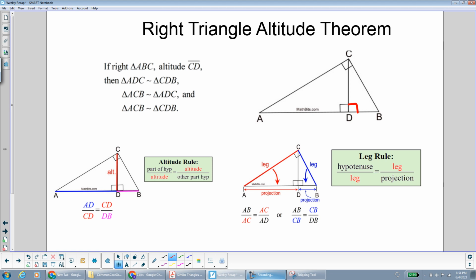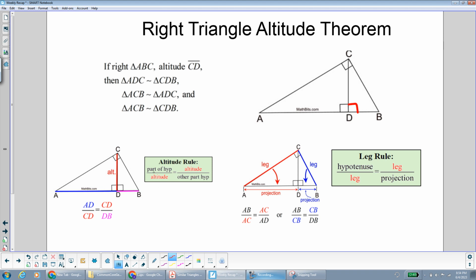So remember the first part of the right triangle altitude theorem says that all three triangles are similar to each other by AA. The big triangle and the smaller right triangles are all similar to each other. And from those similar triangles come the altitude rule and the leg rule. So the altitude rule is used whenever you are given information about the altitude or when you have to find the altitude. And what the altitude rule says is that the altitude is the mean proportional between both parts of the hypotenuse. All that that means is that in the proportion, the altitude gets written twice so that it gets cross multiplied by itself.